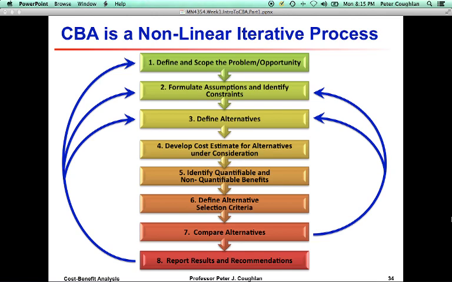Graphically, this iteration or nonlinear nature of cost-benefit analysis is illustrated here, right? The idea is, for example, if we see on the left here, those arrows on the left, you might report preliminary results to the decision maker, and they might say, you know what? I think we're defining the problem too narrowly or too broadly. You might change the problem. You broaden or narrow the scope.